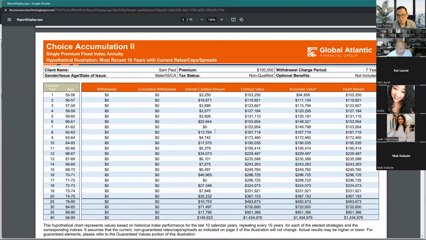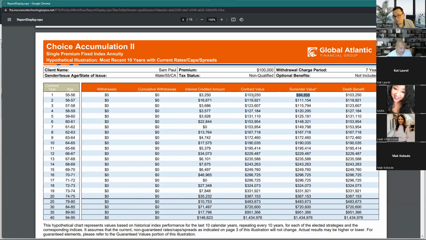Now, this is where the money actually grows based on the credited amount. See this? Contract value, surrender value. Because this is what? This is an accumulation annuity. There is no income value here. You only got the contract value. Year 1, we saw that surrender charge is 9%. So most likely 9% of this is whatever this shows up here, 94,000.